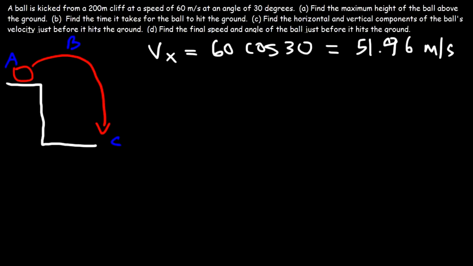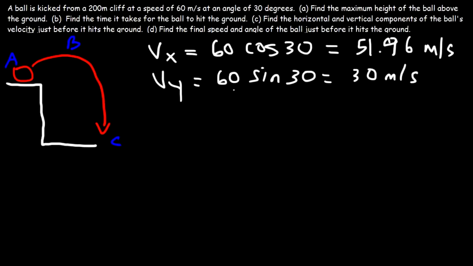Now Vy changes. We need to find Vy at point C, but we've got to find Vy at point A first. So let's use the initial speed of 60, and we're going to use sine 30. Vy is V sine theta. Sine 30 is a half, half of 60 is 30. So this is Vy at point A. Now we've got to find it at point C.